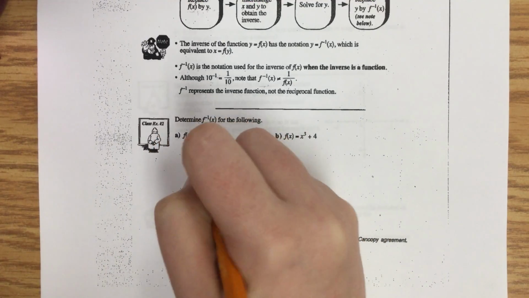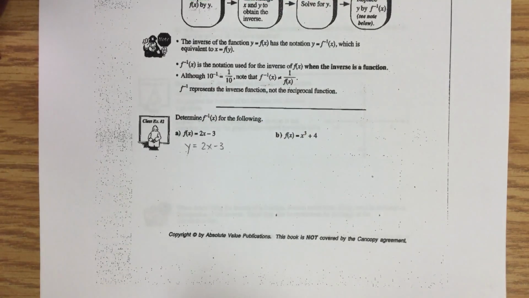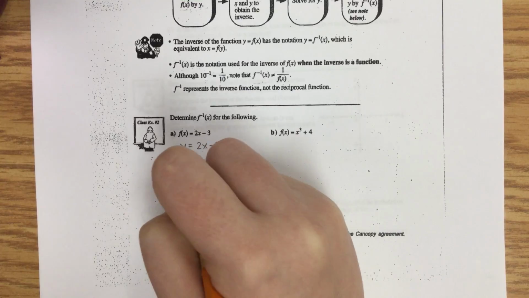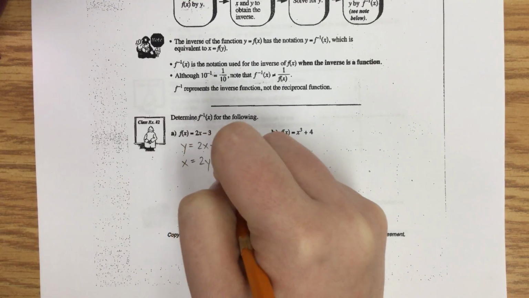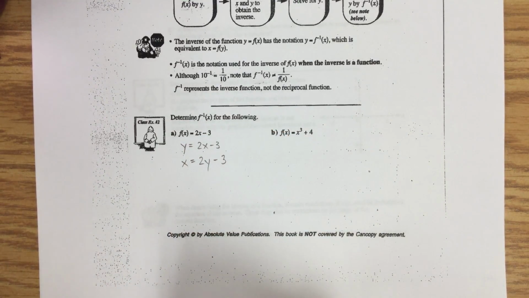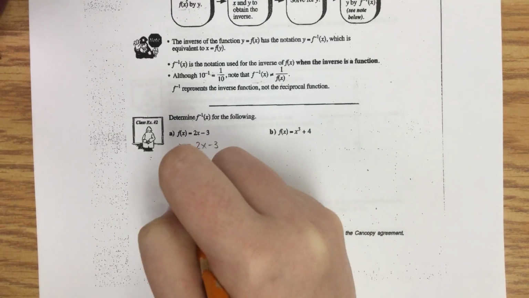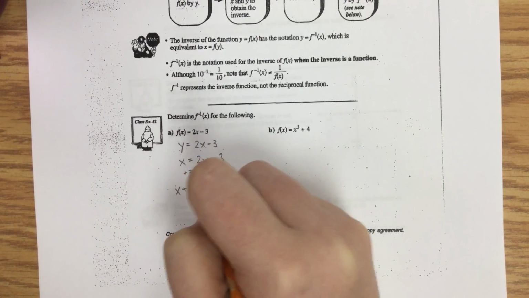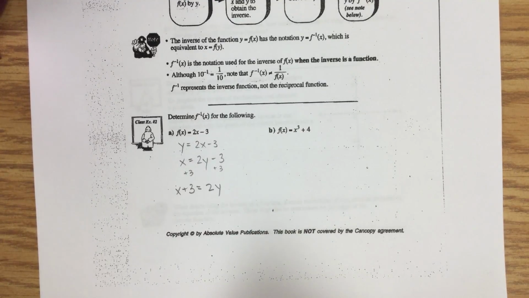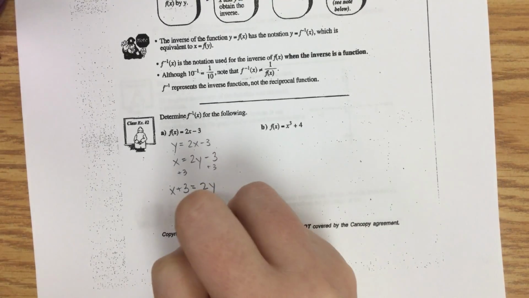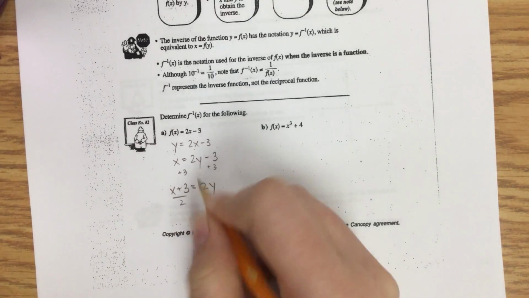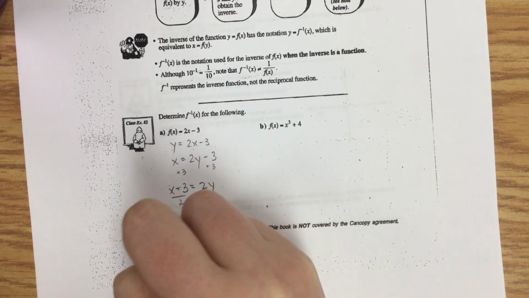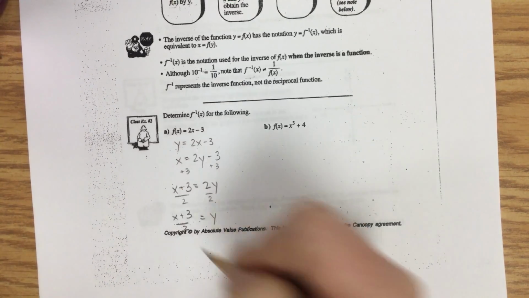So if we go down to class example 2 here, f of x equals 2x minus 3, we would first replace f of x with y, so that y is equal to 2x minus 3. Then we would switch x and y. So now I have x equals 2y minus 3. Solve for y. Add 3 on both sides. So I'd have x plus 3 equal to 2y. Divide by 2. I would have y equal to x plus 3 all over 2.